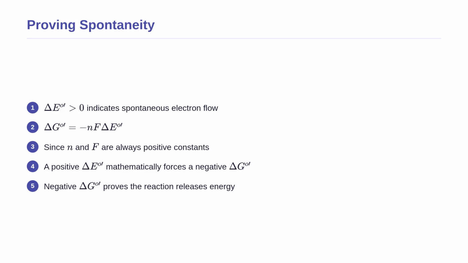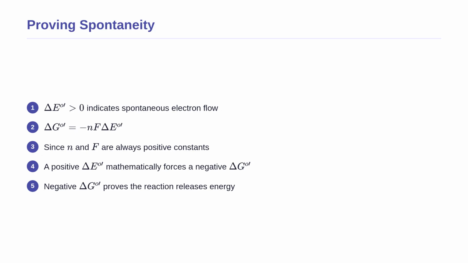So we have successfully used this formula, but let us take a moment to prove why it guarantees energy release. What this chunk of proof is establishing is the mathematical certainty of spontaneous reactions. We know that a positive voltage difference indicates that electrons naturally want to flow. Look at the Gibbs free energy equation. The number of electrons and Faraday's constant are always positive values.